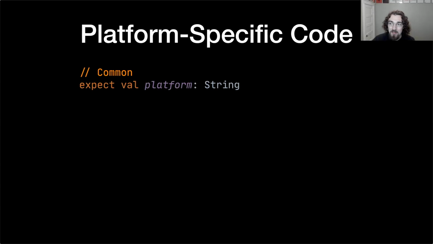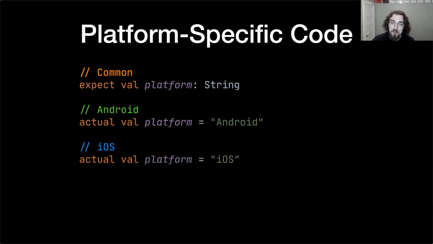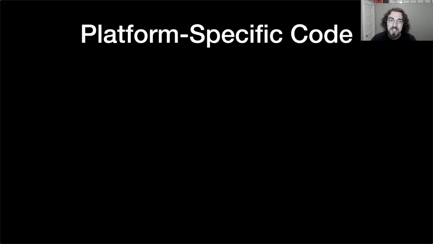And multi-platform adds these two new keywords to the language, expect and actual. So you can expect a value in your common code and give it a different implementation depending on the platform, so that your common code is able to trigger that from the platforms. And that's useful in some situations.